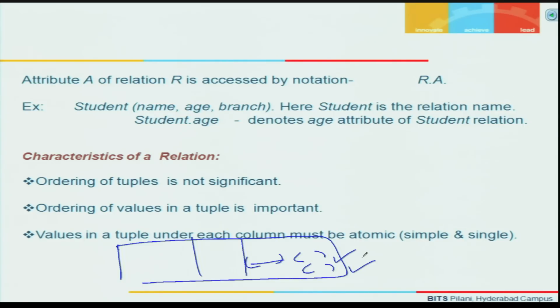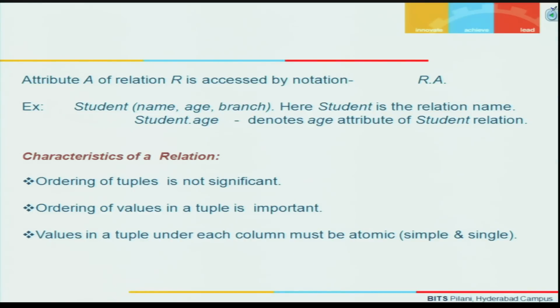And then it should be simple, meaning what? It should not be complex. That means I cannot store, under any column for any row, a complex or composite object as a value. That violates the principles or rules of the relational model. So we should be very, very careful about that. These are the basic features or characteristics of the relational model.